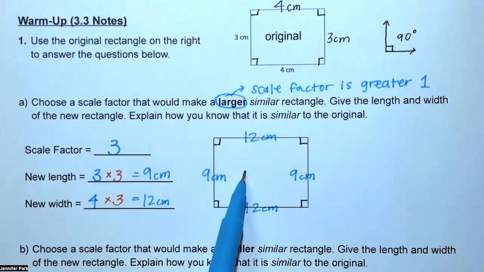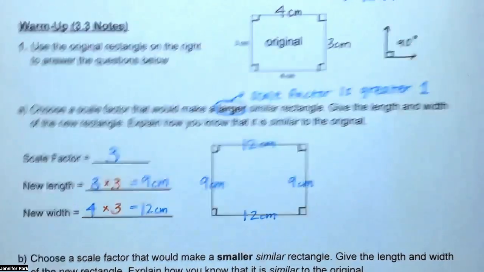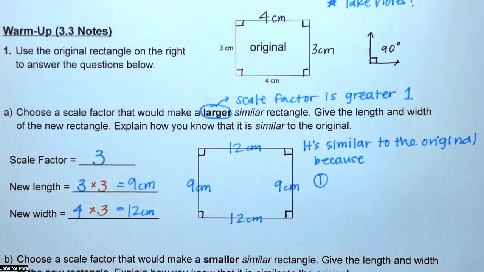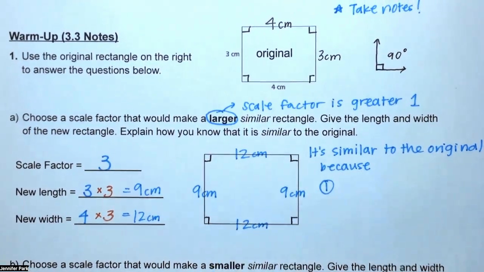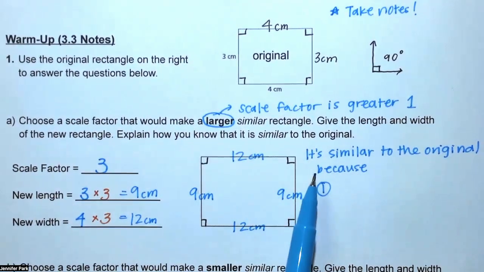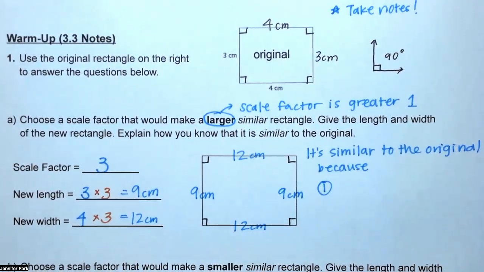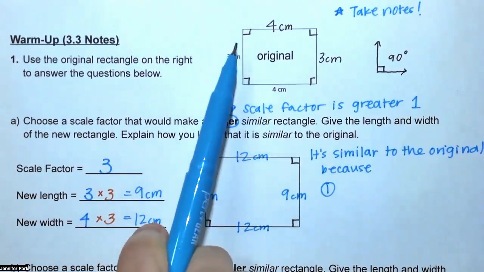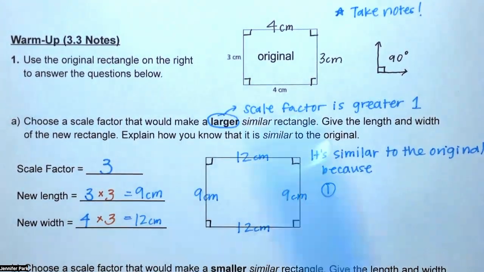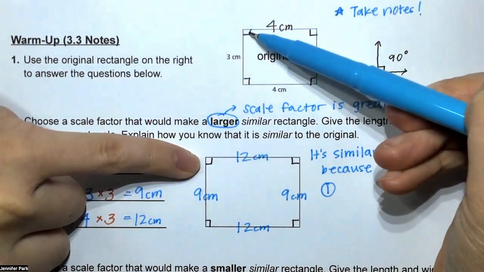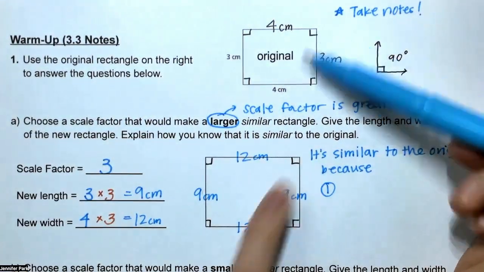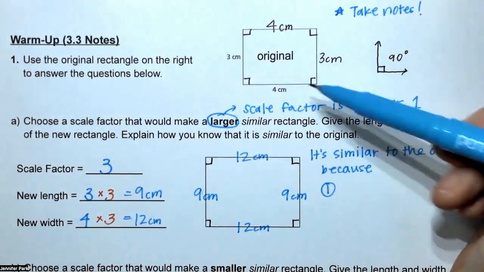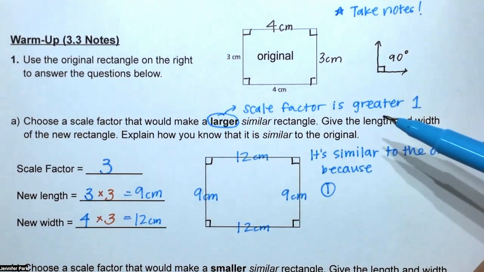So then, how do you know that this rectangle is similar to the original? Well, you have to provide 2 reasonings. And if you don't have this in your answer, you need to make sure you write this down. It's similar to the original because, number 1, all angles are the same. The corresponding corners, the matching corners, have the same angles. They both have the same mark, 90 degrees, 90 degrees, 90 degrees, 90 degrees. All corresponding angles are the same.